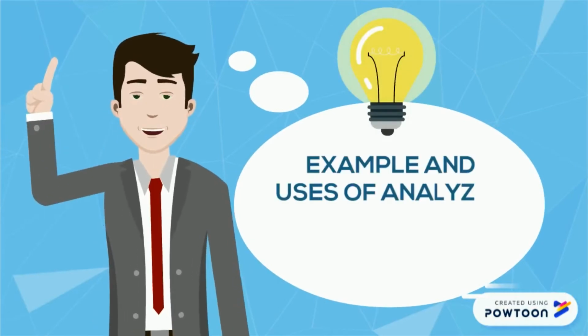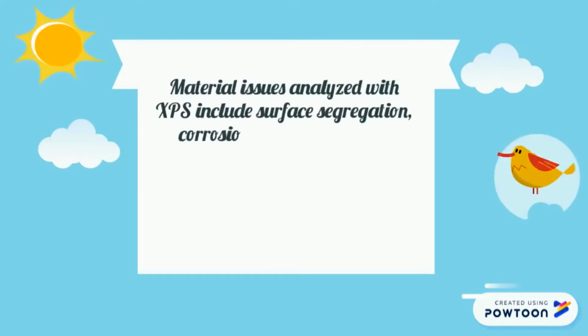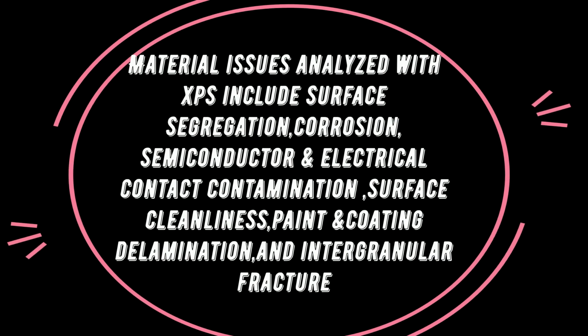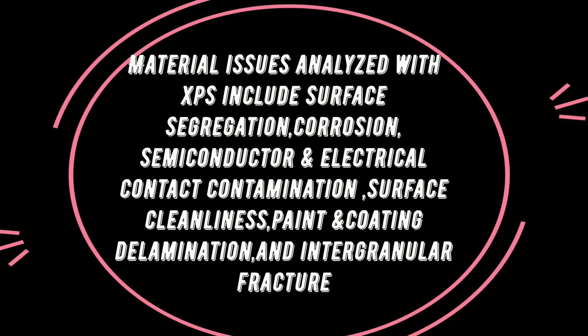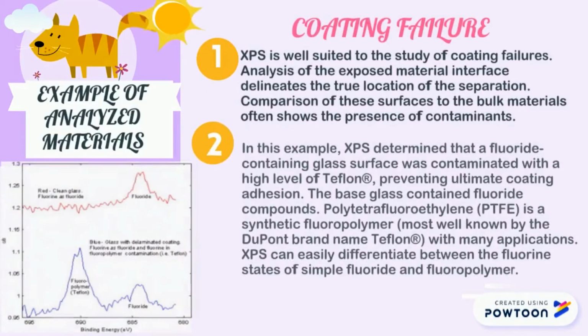Examples and uses of analyzed materials in XPS spectroscopy. Material issues analyzed with XPS include surface segregation, corrosion, semiconductors and electrical contamination, surface cleanliness, paint and coating delamination, and intergranular fracture. Examples of analyzed materials: coating failure.